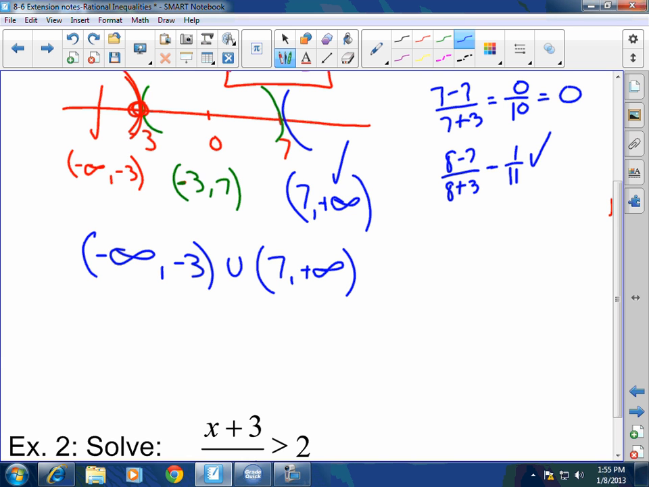And actually, wait, can it be? Well, you know what? 0 is not positive or negative, so that's neutral. So, yes, it can be. It can be a 7. Yes. Negative 3 cannot be a bracket because remember from the beginning we said that x cannot equal negative 3.